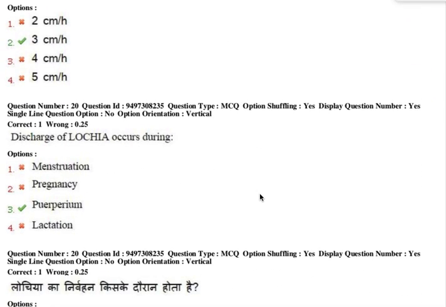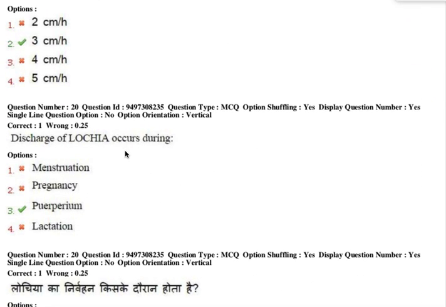Next question. Question number 20. Discharge of lochia occurs during. Right answer is puerperium. After the delivery, it's a 6 week period. Discharge of lochia occurs in the puerperium. Lochia alba, serosa, these are the types of lochia.